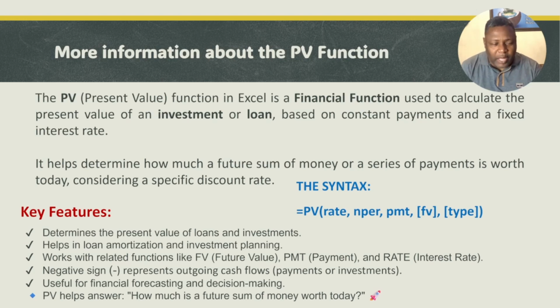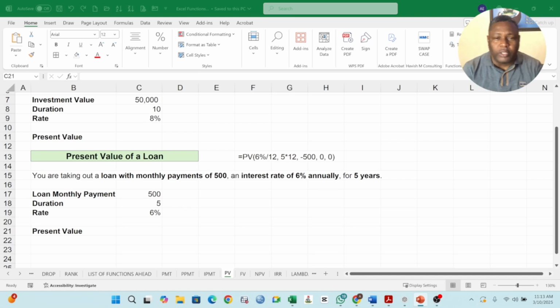The present value helps to answer questions, like how much is a future sum worth today? So how much am I investing today to get to a particular future value, considering the discount rate? Okay. Now let's go into the Excel worksheet and see how this function works.